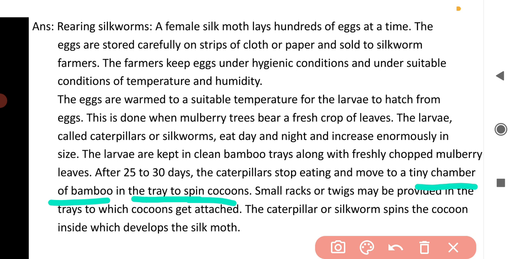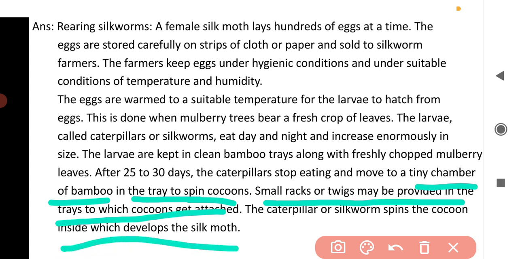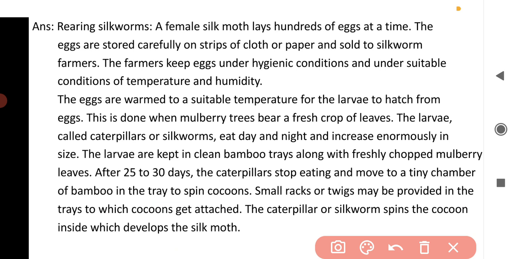This stage is known as pupa. The spinning of cocoons: ultimately, they cover themselves. Small racks or twigs may be provided in the trays to which cocoons get attached, and the caterpillar or silkworm spins the cocoons, inside which develops the silkworm. The further development of the pupa happens inside the cocoon only, and they will develop into silk moths ultimately.